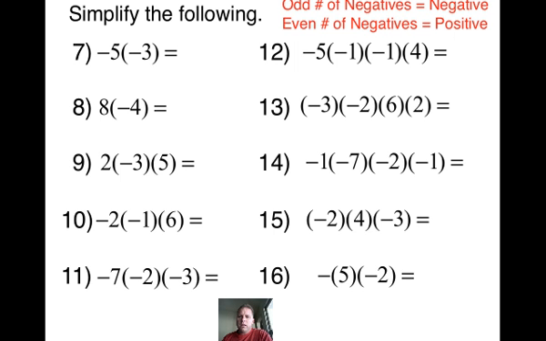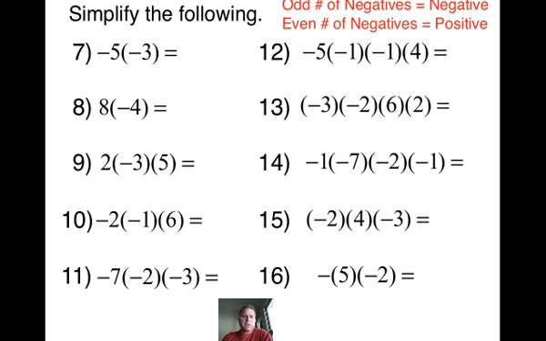I want to give you a little bit of a hint here, especially for some of those problems like 9 through 15, where you have more than 2 integers. If you have an odd number of negatives, then the answer is going to be negative. If you have an even number of negatives, the answer is going to be positive. So keep that in mind as you're going through the problems and see what you get. So this would be where you pause and start the video back up when you're ready to go.